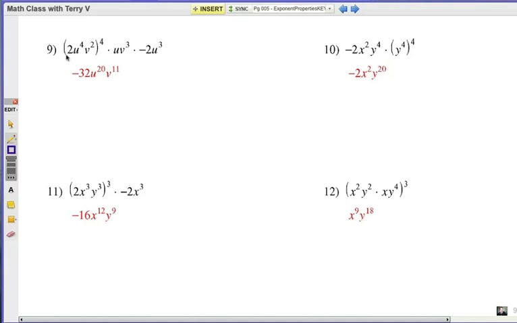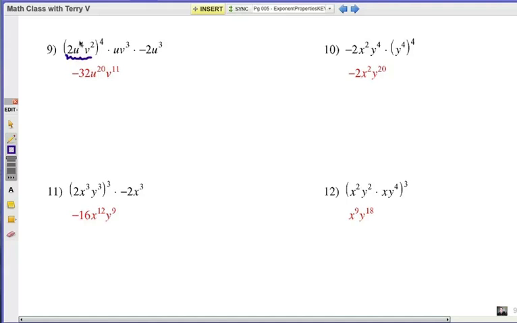Alright, number 9. First of all, I notice in these parentheses here that I have this expression to the 4th power. So that's power of powers, and I'm going to raise the 2 to the 4th power, the u to the 4th power to the 4th power, and the v squared to the 4th power. Okay? Now instead of writing out 4 groups of this and multiplying it out the long way, let's go ahead and use the shortcut of doing powers of powers.